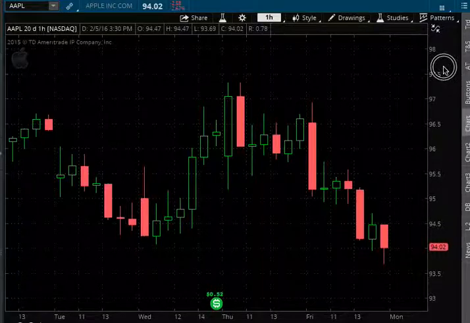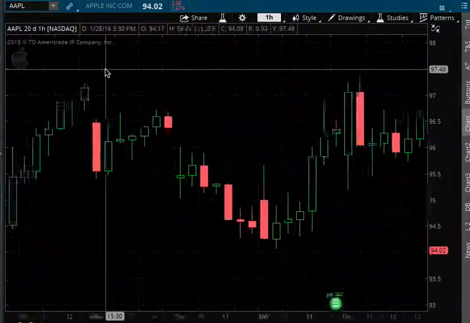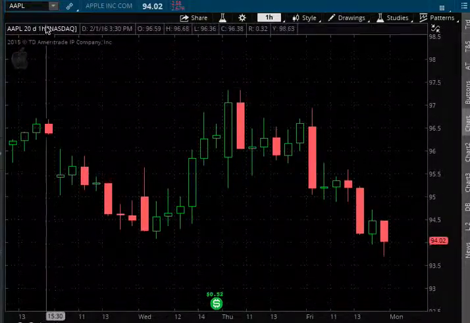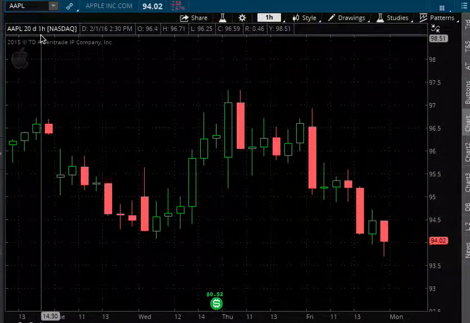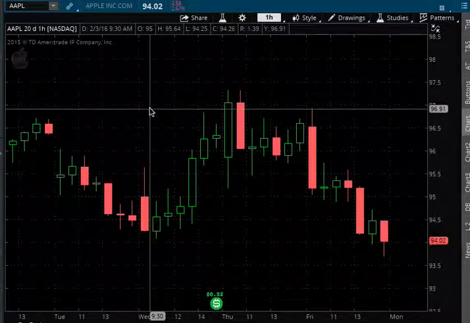So let's analyze this chart. We're going to look at Apple, which is America's favorite stock. We're looking at an hour chart, and we're using the Thinkorswim platform, which is with TD Ameritrade.